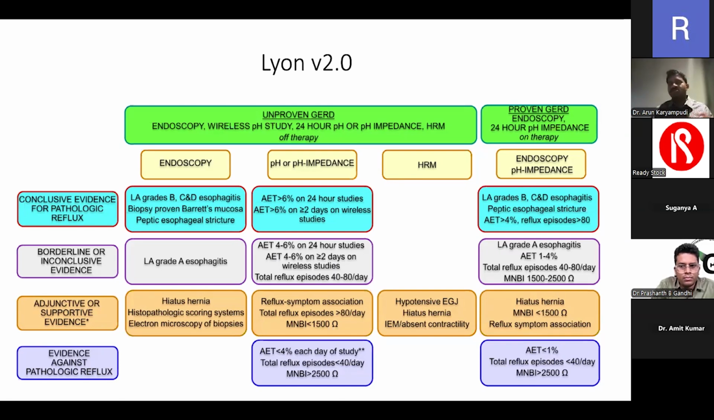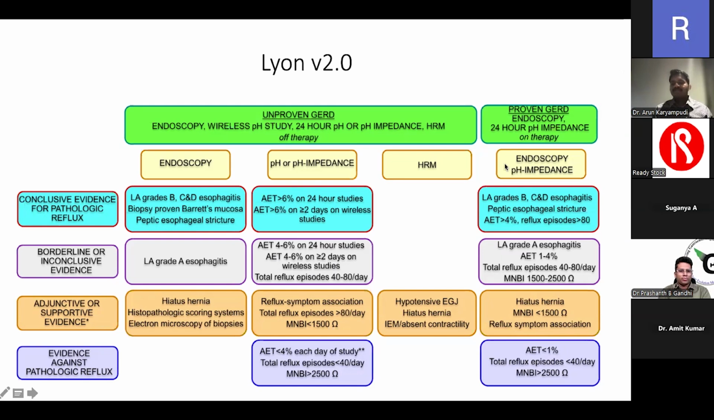So what you do is you do the pH study on treatment, on acid suppression. So you continue the patient on acid suppression, and then on therapy you do a pH study. So the second version of Lyon consensus has given a separate set of cutoffs for those who undergo pH impedance study on therapy. So let me tell you.